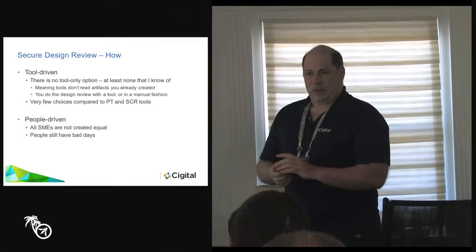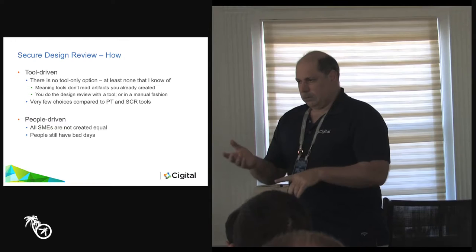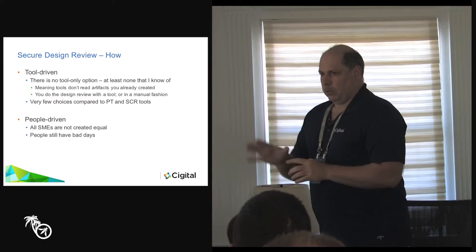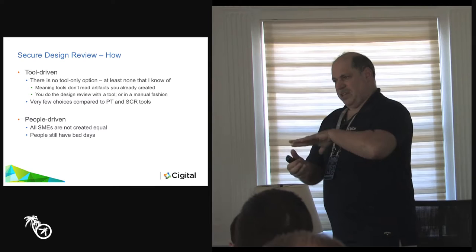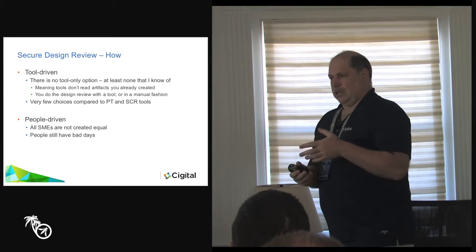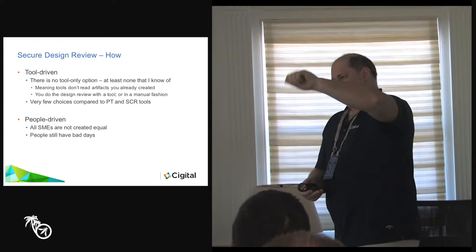Everybody's familiar with STRIDE? The STRIDE Microsoft model? Spoofing, tampering, repudiation, information disclosure, denial of service, elevation of privilege. It will look for those six things always. So what it'll tell you, these six things for this connection, for this type of data, here's what you need to worry about. But you then have to go through the hundreds of items that it outputs and decide not relevant, not relevant, not relevant, can't happen.